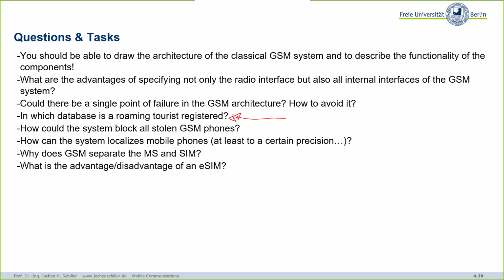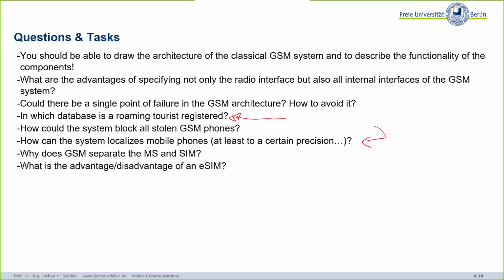Okay, maybe we jump directly to this question. When I talk about localization, how can this be performed? Already, I would say mid-90s, there was one operator, at that time called Viag Interkom in Germany. They offered something like a home zone, and if you stayed within the home zone, you saw a little house in your display, and that means you didn't have to pay for mobile usage. So they simulated a fixed phone. But how can you localize someone? How is this done, at least to a certain precision?